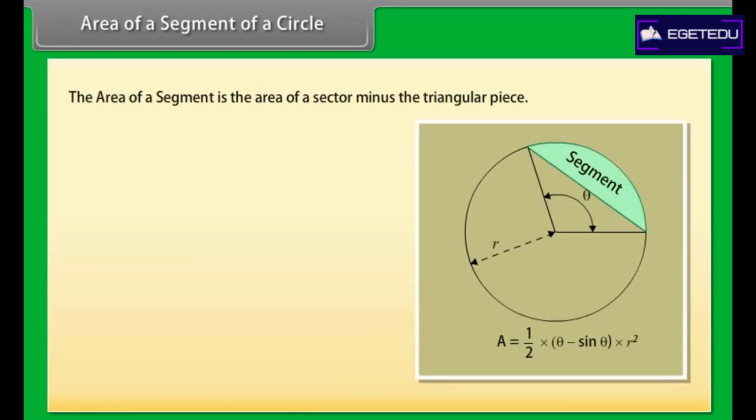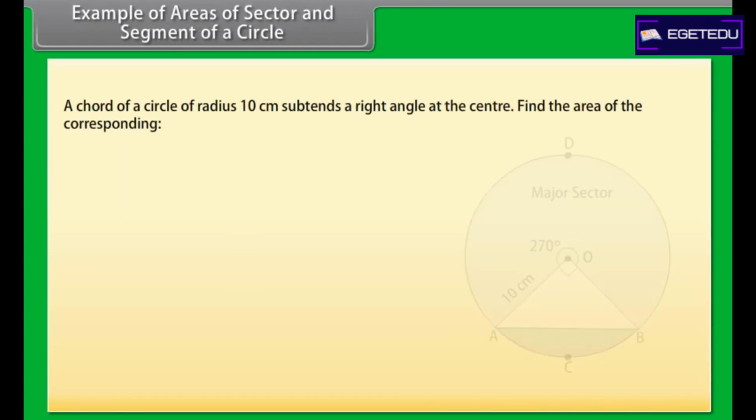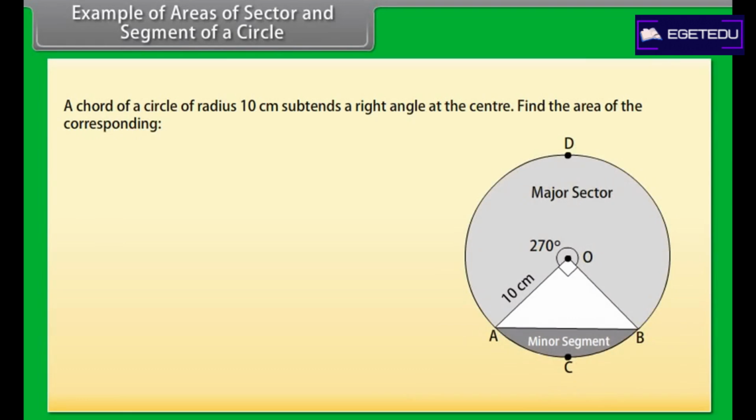Area of a segment of a circle. The area of a segment is the area of a sector minus the triangular piece. Area of segment is equal to 1 upon 2 into theta minus sine theta into r square when theta is in radians. Area of segment is equal to 1 upon 2 into theta into pi upon 180 minus sine theta into r square when theta is in degrees.